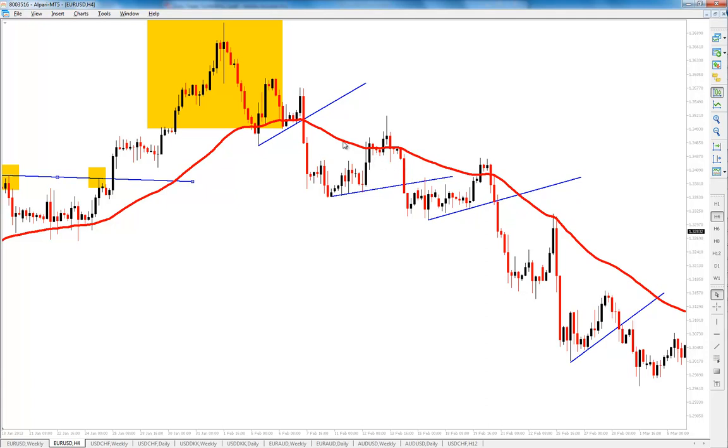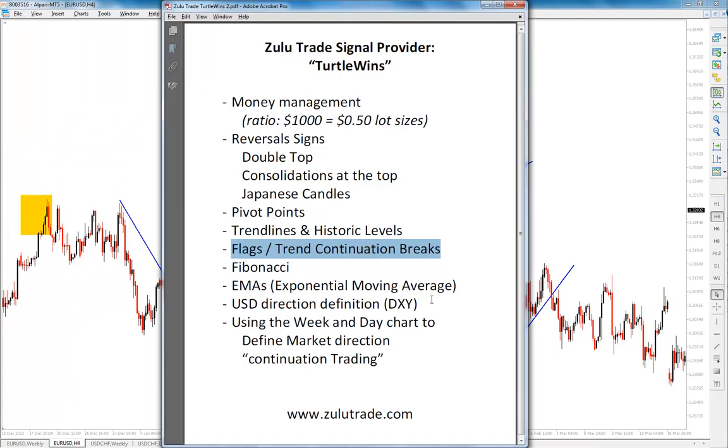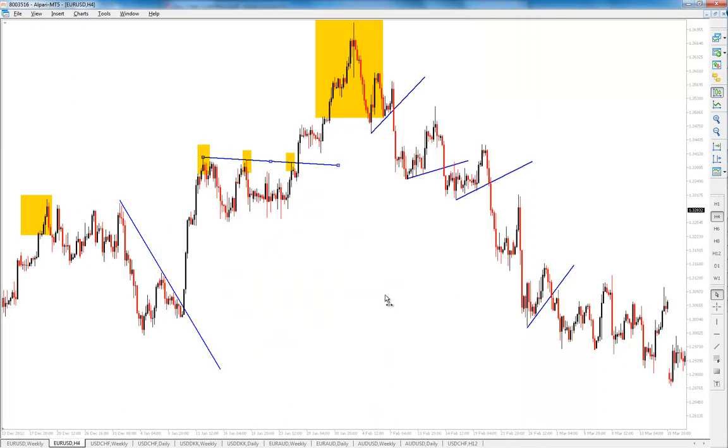Now, of course, I've still got my 55 moving average mentioned there, but I'm not going to keep that on the screen. Keep it blank. Well, let's just look then at, say, Fibonacci.